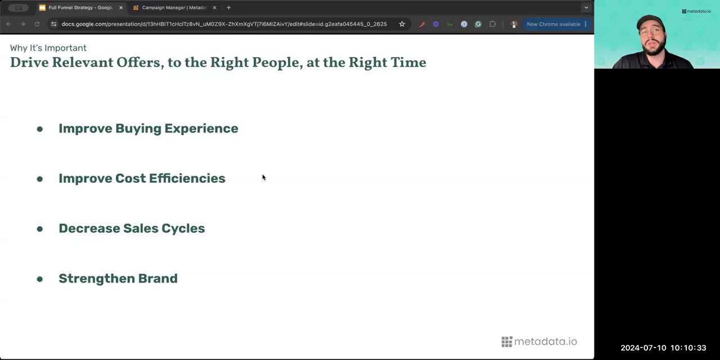And so what we do by focusing on the full funnel strategy is making sure that we're driving the relevant offers to the right people at the right time. And this is a pretty common thing to say, driving the right people to the right pages or the right offers at the right time, but it is crucial, especially in this day and age, with the technology and everything currently going on in our market that we need to adapt to very quickly, to be exactly honed in on it, because it's going to improve the buying experience and it's going to improve the customer experience afterwards.